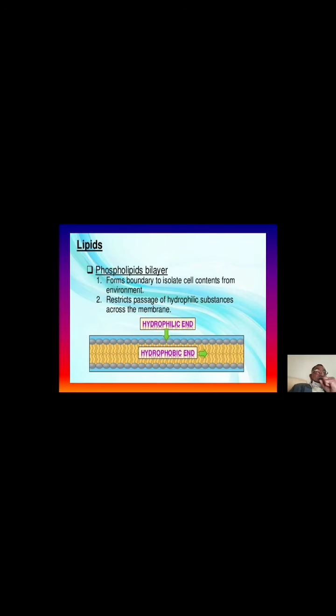How do lipids work in the cell membrane? The phospholipid bilayer, which I have already shown you, forms a boundary to isolate cell contents from the environment. It restricts passage of hydrophilic substances across the membrane. Just you can see that this is the head and this is the tail. The head is hydrophilic in nature and the tail is hydrophobic in nature. They make the bilipid layer.